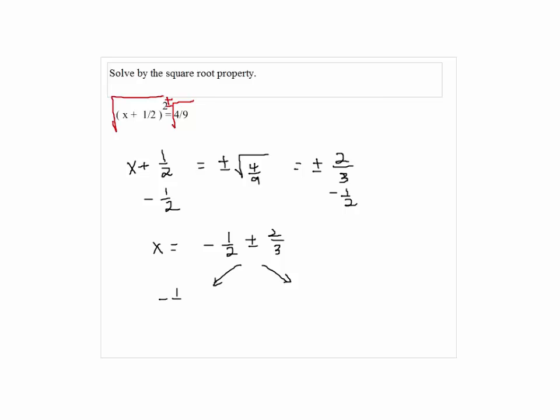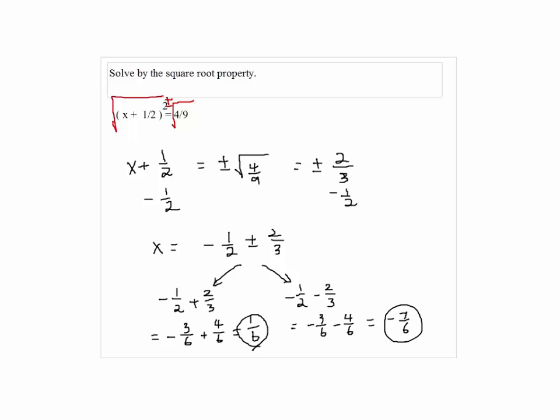So we have two answers. One is negative 1/2 plus 2/3, which is the same as negative 3 over 6 plus 4 over 6. So that will be 1 over 6. And the other one will be negative 1/2 minus 2/3, which will give us negative 3 over 6 minus 4 over 6. The answer will be negative 7/6.